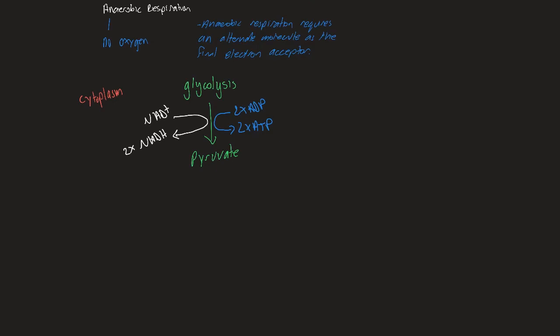There are 2 different pathways depending on the type of organism. With animals, it's a process called lactic acid fermentation.